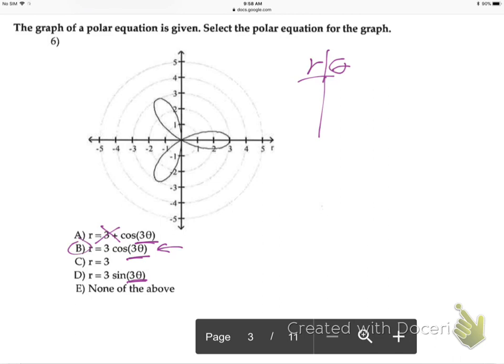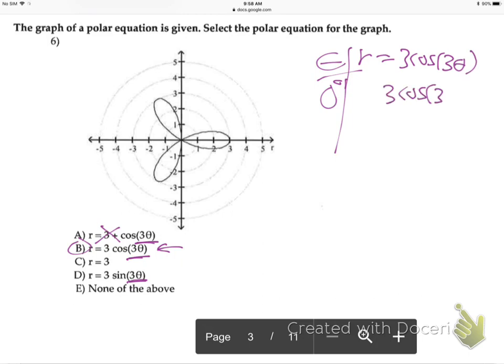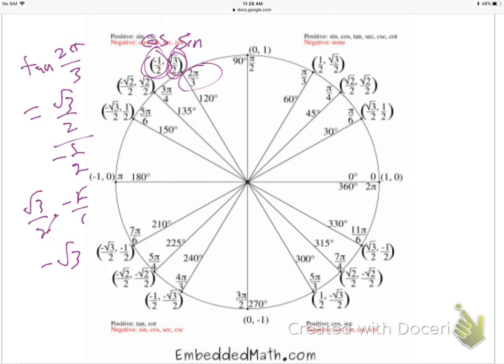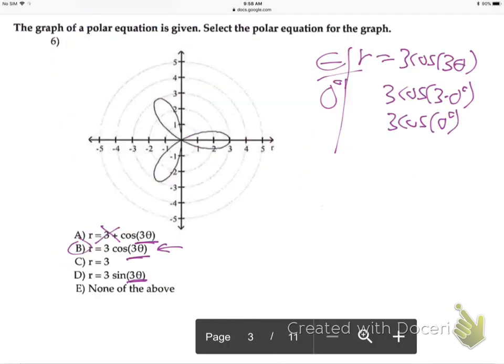Let's plug in one. Actually, I like to put theta first. I think that's easier. So I'm going to put in 0 degrees. At 0 degrees, if it really is 3 cos 3 theta, that would be 3 cosine of 3 times 0 degrees, which would be 3 cosine of 0. 3 times 0 is 0. Cosine of 0, look back to the unit circle. Cosine of 0 is 1. So it's 3 times 1, which is 3. So 0 degrees, out 3.